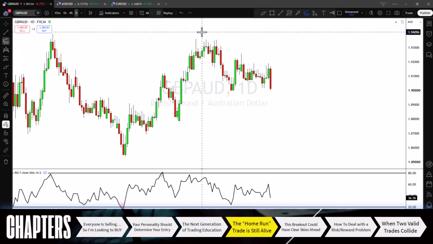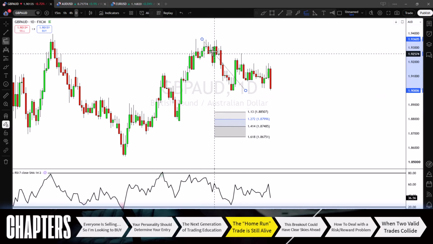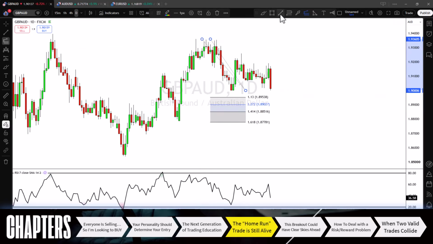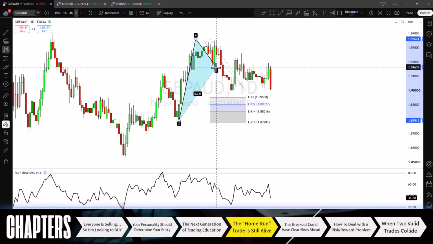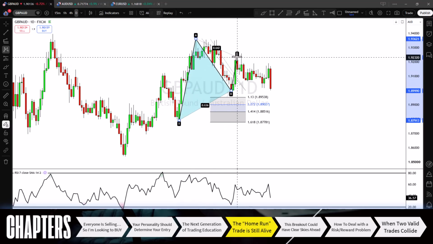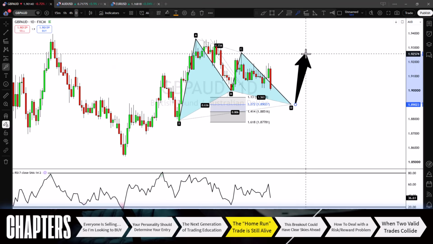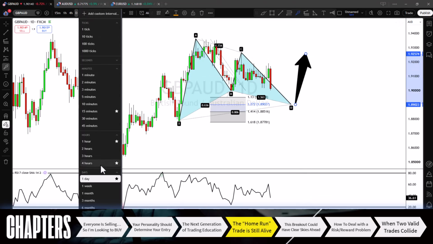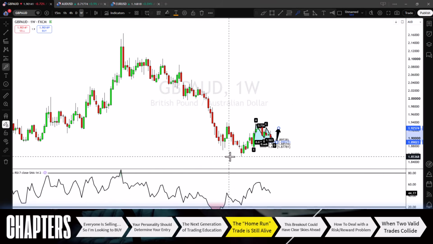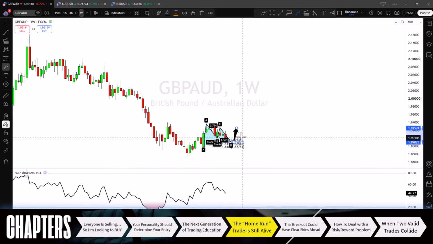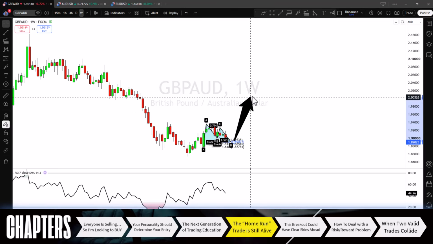If I can get my things clicking, there we go. We had the potential bullish Gartley pattern here on the Pound Aussie, looking something like this. Sorry about that. Looking at some charts right now, X to A, X to A to B, B to C, C to D right down here currently. And remember, this potential bullish move, if we hop out to the weekly, is going to be the right shoulder of a head and shoulders pattern that could give us an even bigger move.